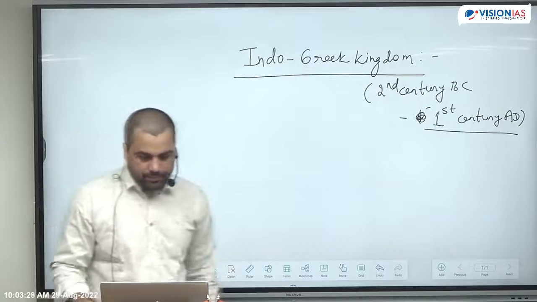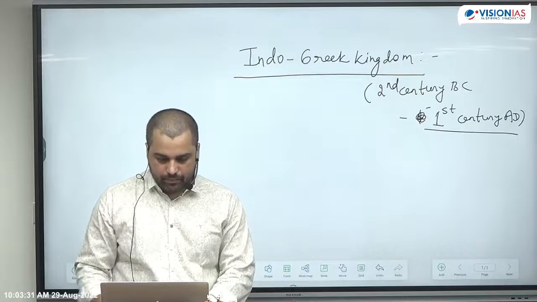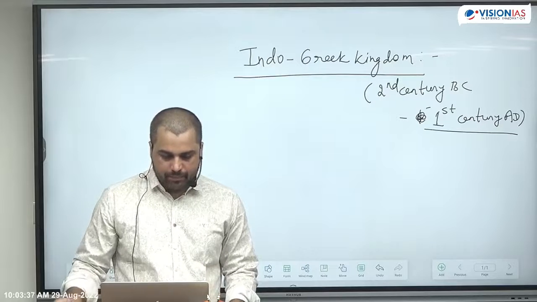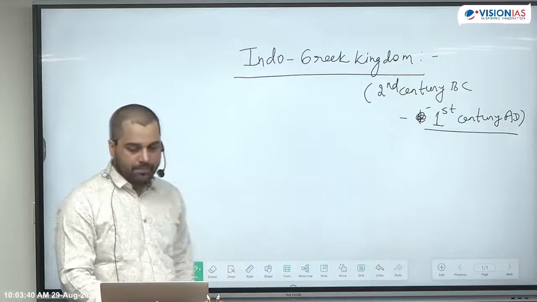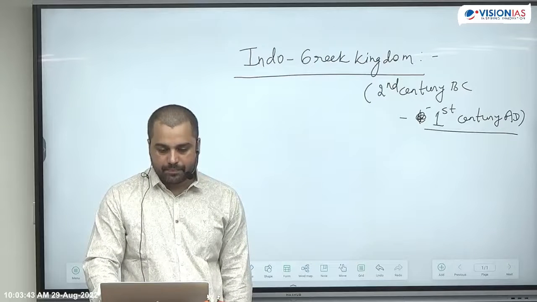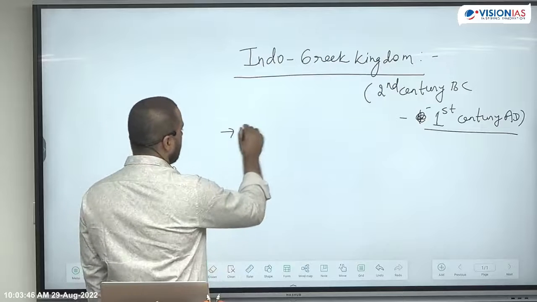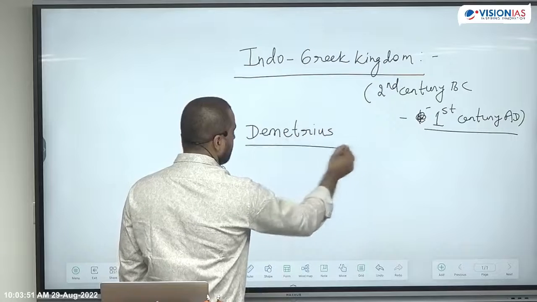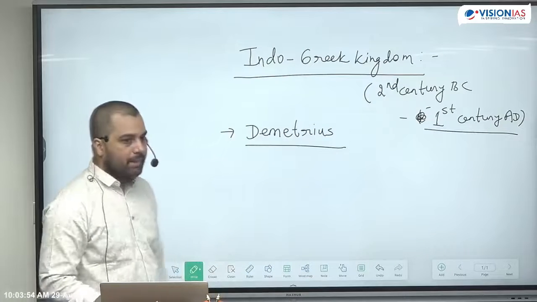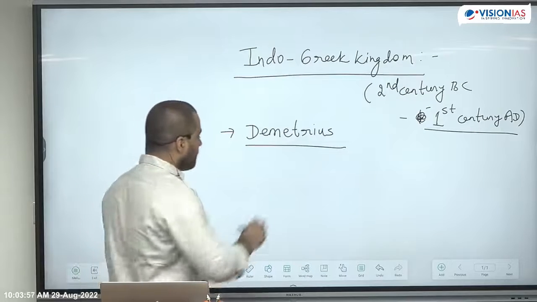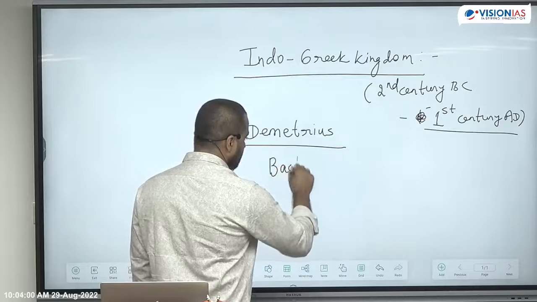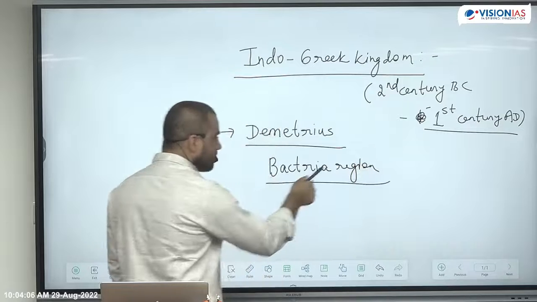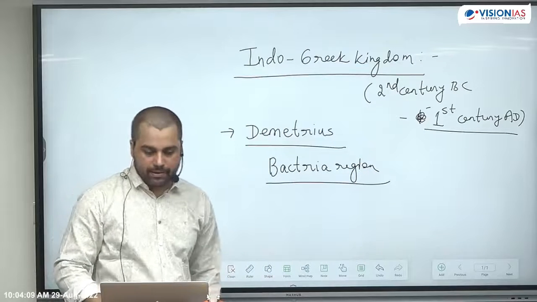Write down. The kingdom was started by Demetrius around the Bactria region. Bactria region is now in Afghanistan.